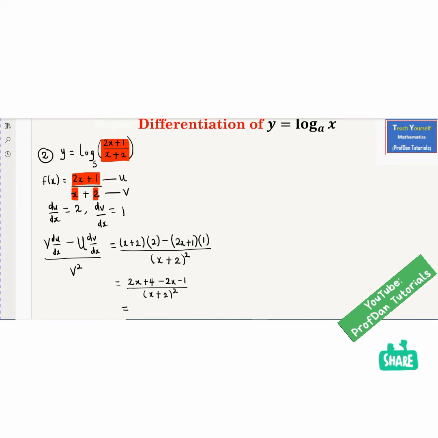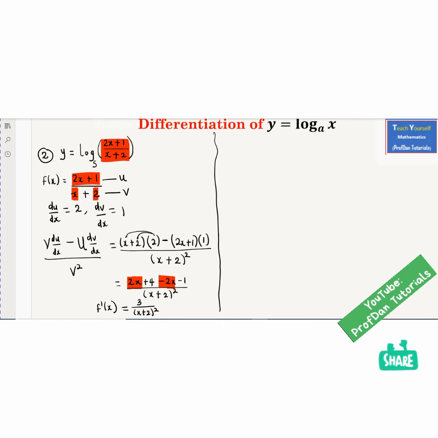If we simplify further, 2 multiplies everything inside this bracket, and you use this negative to multiply all of this, we'll be left with this. From here we can see that 2x minus 2x will give us 0, then plus 4 minus 1 is 3. So this leaves us with 3 over x plus 2 all squared. So this is just for our f prime of x.